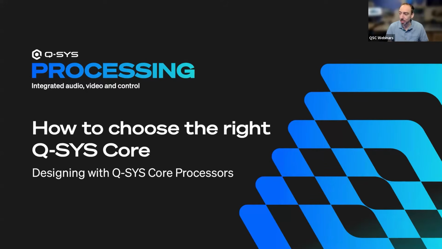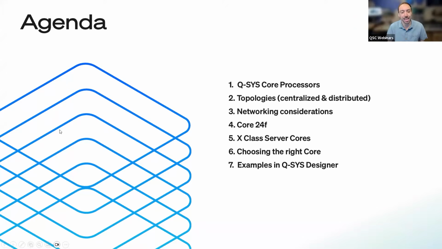So with that, we'll go ahead and jump right in to how to choose the right Q-SYS core. Today we're going to talk about all the Q-SYS core processors, and the steps that we go through in design engineering to select a Q-SYS core processor for a specific project. We're going to cover things like network topology and how that factors in, and some of the considerations you have to make when picking whether to use a centralized or distributed design.